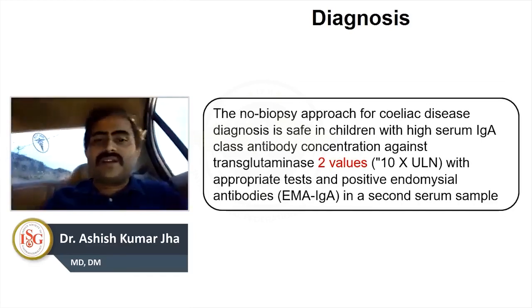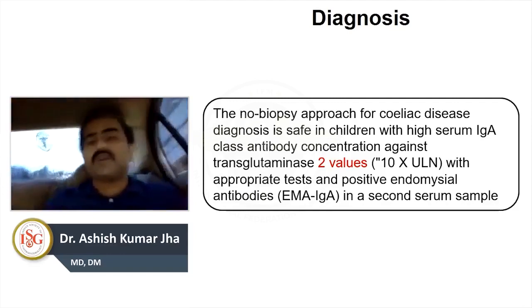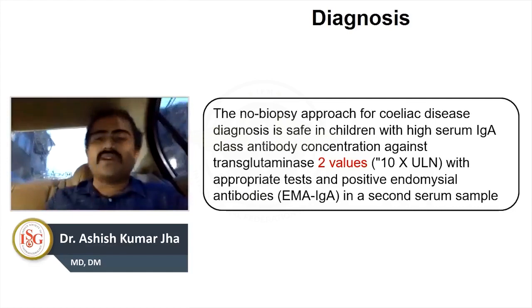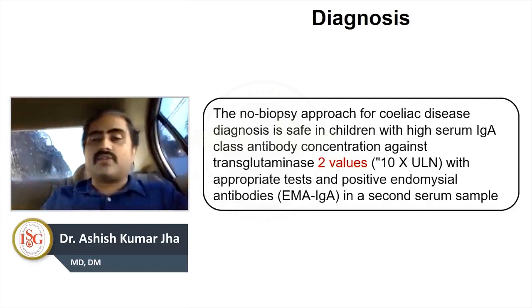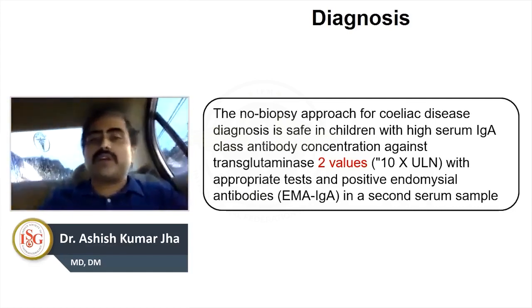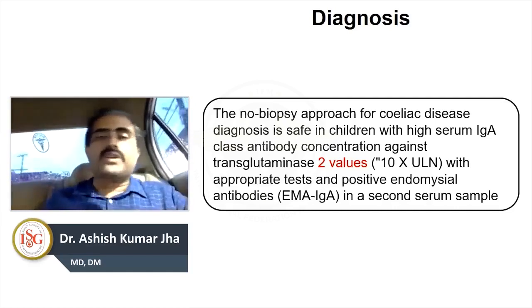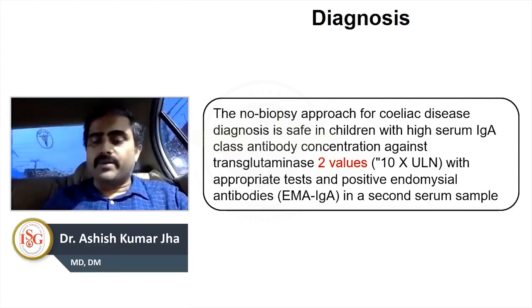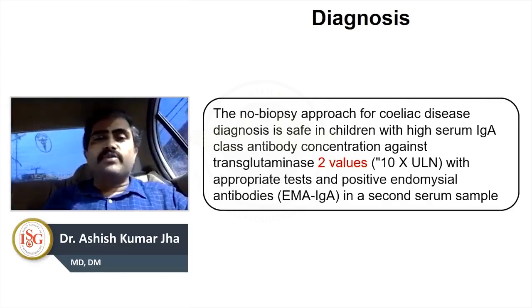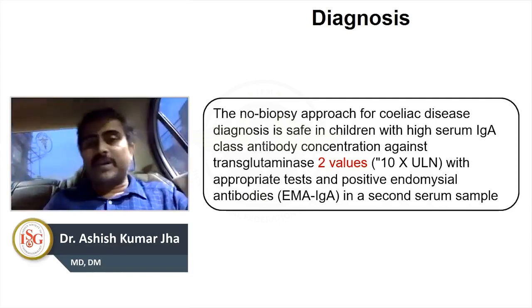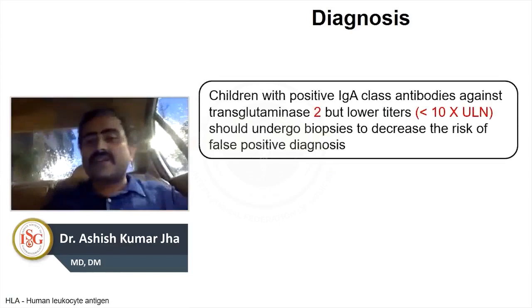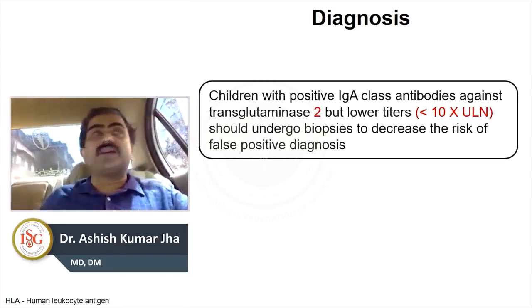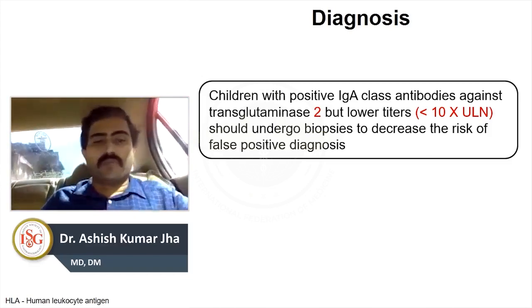If the titer of anti-TTG is more than 10 times the upper limit of normal, in that case we can go for the next serological test and we can avoid the biopsy. However, if the titer of TTG is less than 10 times the upper limit of normal, we need a second serum sample and a biopsy sample. Especially this recommendation regarding the titer is tested and true for the European population.